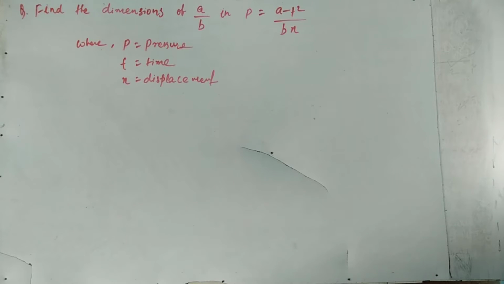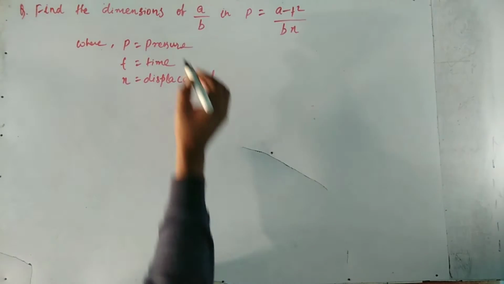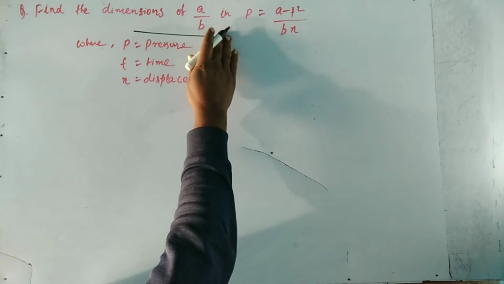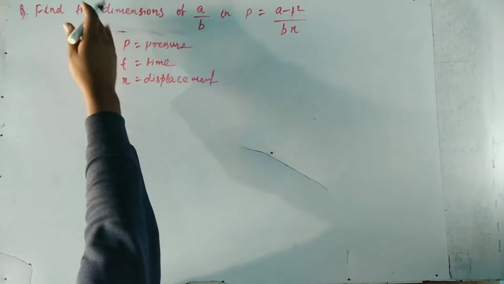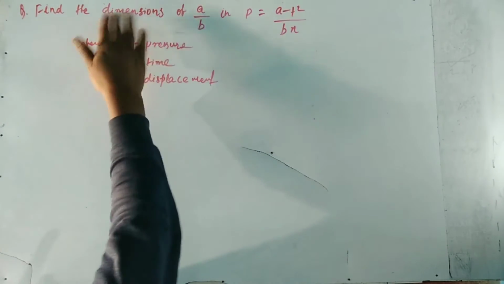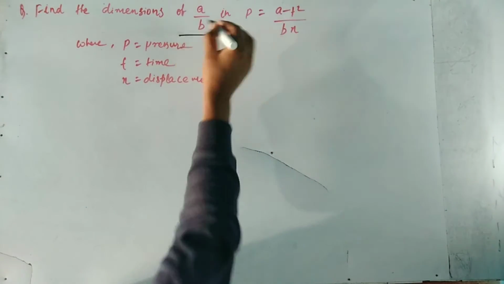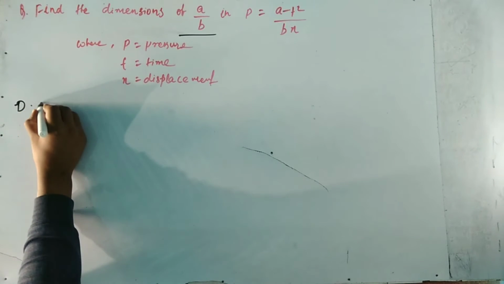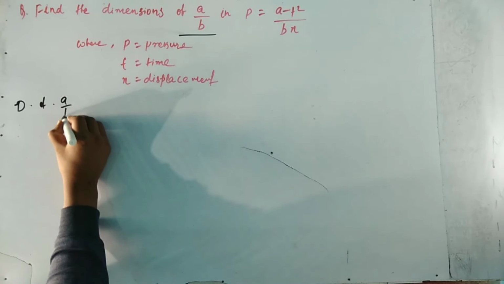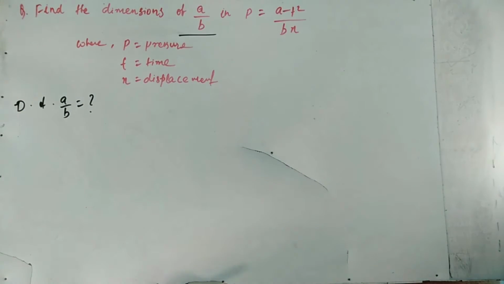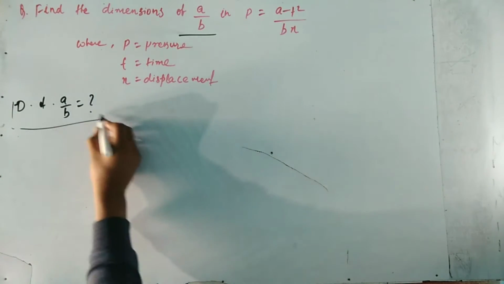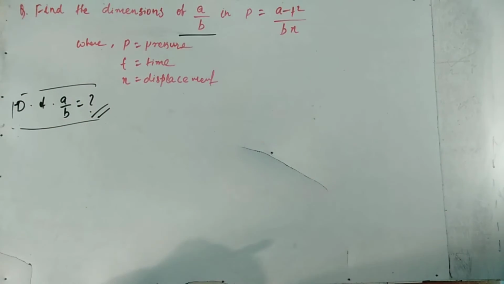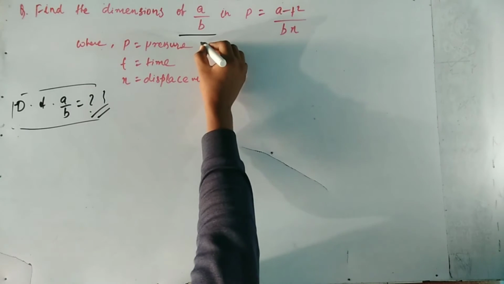The question asks us to find the dimensions of a by b, in which one equation is given, that is P equals (a minus t square) by bx, where P equals pressure, t equals time and x equals displacement. So we have to find the dimensions of a by b. To find the dimensions of a by b, we use the principle of homogeneity.